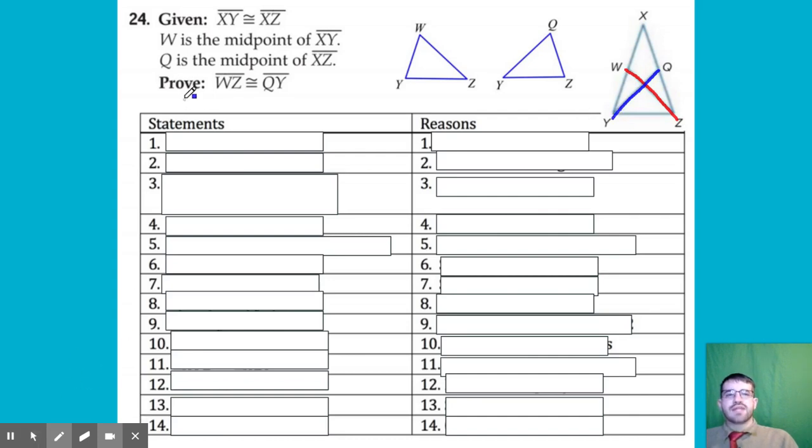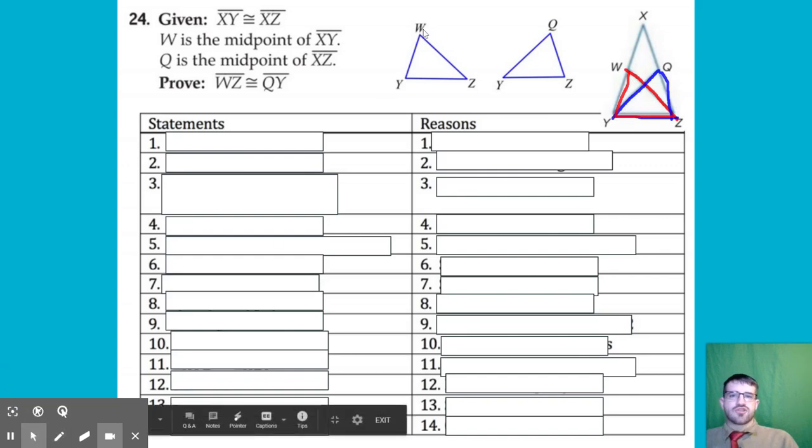We're not given any direct information, but we know that we have a midpoint and a midpoint over here. So we're going to do something with this information. And then we want to connect those down there to work with triangles. And we want to start with this here. Trace that over there. And that's these two triangles here, triangle WZY and triangle QYZ.